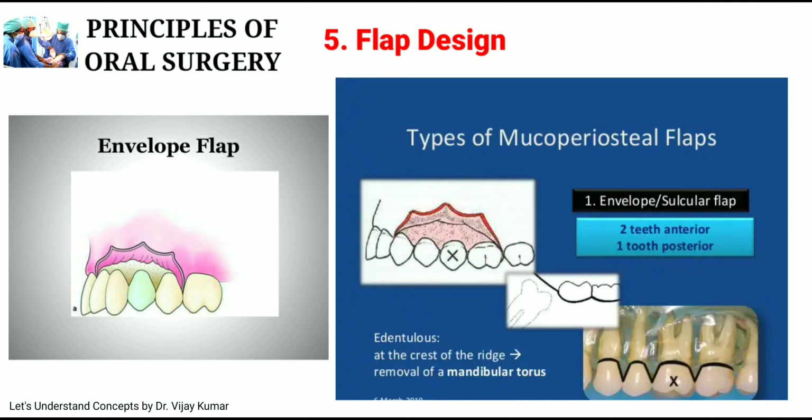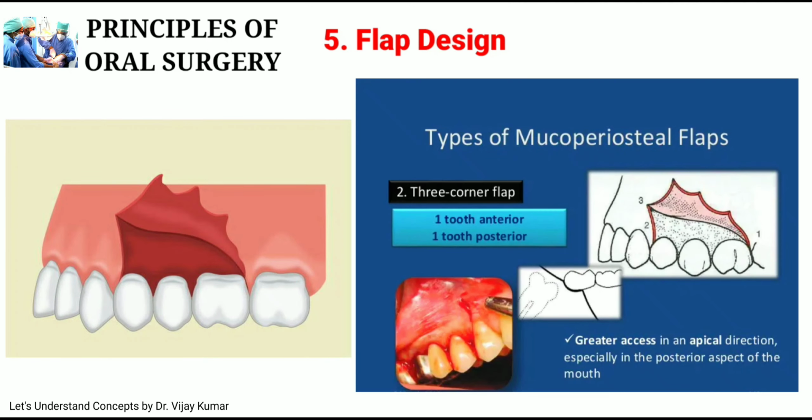Then in edentulous ridges, you have to give the incision over the crest of the ridge. For example, when you remove mandibular tori, you just give the incision over the crest of the ridge, right? And your entire mucoperiosteal flap is raised by your periosteal elevator. You have to gain access till the apical third of the tooth, so you have to reflect it till the apical third. This is mainly used for surgical extraction of teeth or roots.